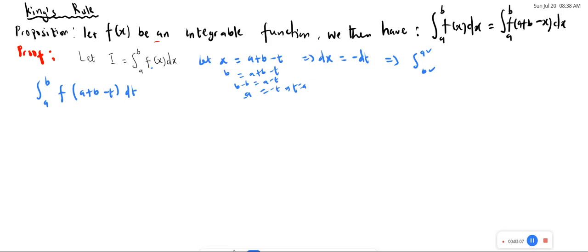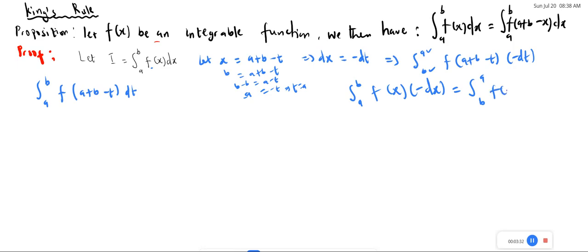Okay, that is, you are going to have integral from b to a of f of a plus b minus t, then multiply by the negative dt. Then if you use this particular rule, if you have integral from a to b f of x negative dx, this is the same thing as integral from b to a f of x dx. So take note of that. So that's what happened here. That is, I'm having integral from a to b f of a plus b minus t dt. Okay, so that's what happened there.